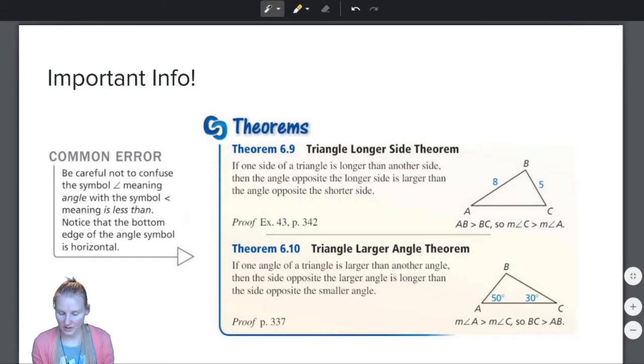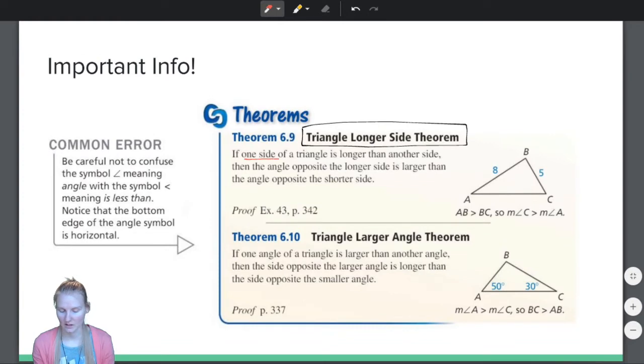Theorem 6.9 is the triangle longer side theorem. What this says is if one side of a triangle is longer than another side, then the angle opposite the longer side is larger than the angle opposite the shorter side. This is the most important part: the angle opposite the longer side is larger. So if I know that BA is bigger than BC, that means that angle C, which is opposite of BA, must be bigger than angle A, because the side opposite angle A is smaller than the side opposite angle C.